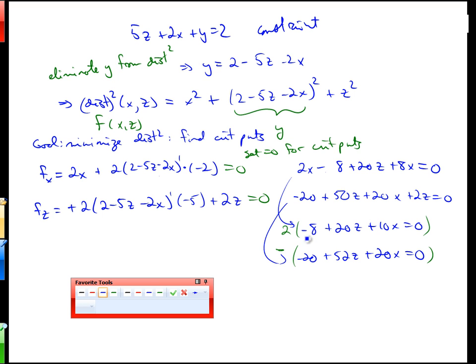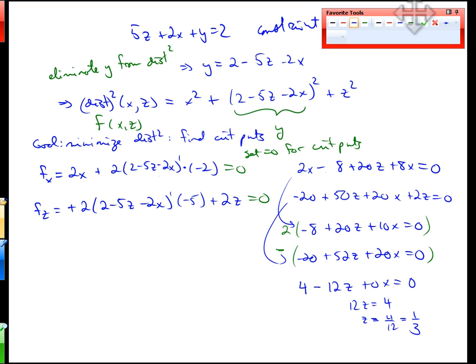We multiply this by 2, we get minus 16 plus 20, that's 4. 40z minus 52z, minus 12z, and we end up with 0 x's. So that tells us that 12z is equal to 4, or z is equal to 4 over 12, better known as 1/3. And presto, we have our solution, at least our value for z for a critical point.